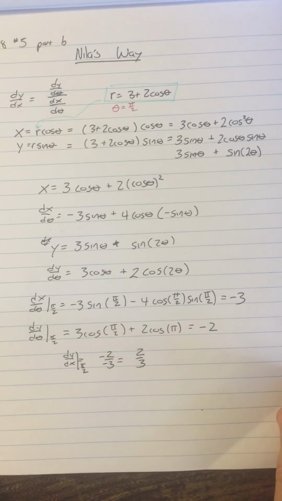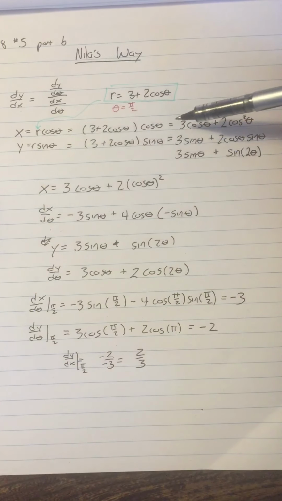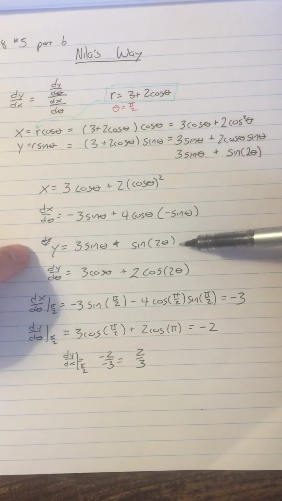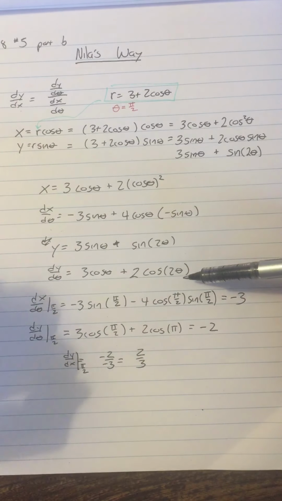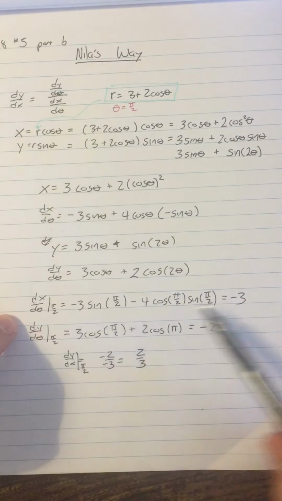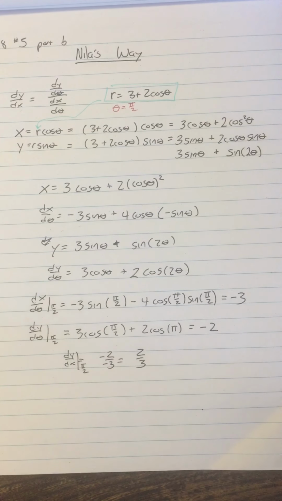So basically, NILA's great improvement is to get rid of the r variable right away, to simplify in clever ways, and then just get dx/dθ and dy/dθ. And then she just put them together right away. I said, let's just evaluate them at pi over 2 right away, and then I can just put one over the other, and boom, it's done. So good job.